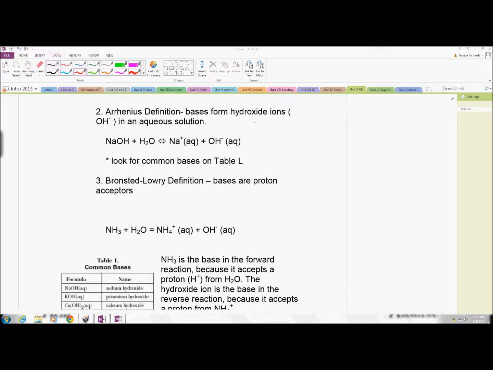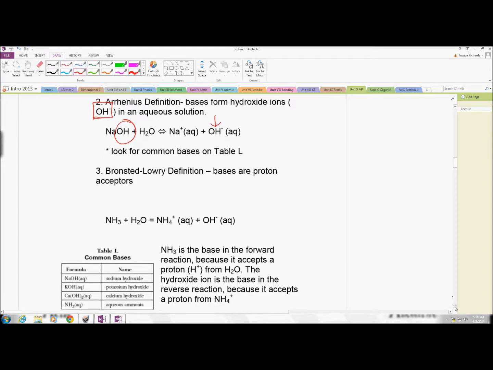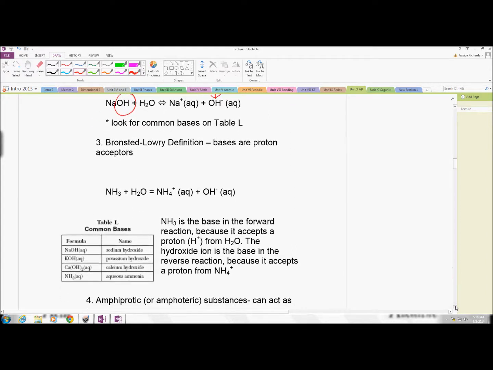So in our Arrhenius definition, bases make hydroxide ions, or the OH minuses. So sodium hydroxide, really easy to spot. Calcium hydroxide, potassium hydroxide, these are our most common bases, easy to see. There were, however, and this is where the Bronsted-Lowry definition comes from, things that acted like bases that didn't have a hydroxide in them. So ammonia, if we look at our table of bases, table L, right at the bottom, NH3 is considered a base. It did all the same things that other bases did. It was slippery, it tastes bitter, it neutralizes acids.